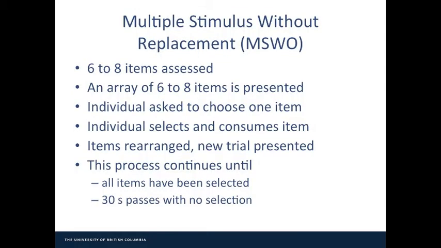In this assessment, we typically can assess 6 to 8 different items. When we conduct the assessment, we present an array of 6 to 8 items, ask the individual to select their favorite one, give them some time to consume the item if it's food, or play with or manipulate the item if it's an object. And then the items would be rearranged and a new trial would be presented. We just continue this process until each item has been selected. So essentially, each time the person makes a selection, one item is removed and it's not replaced. And that's why it's called a without replacement assessment.